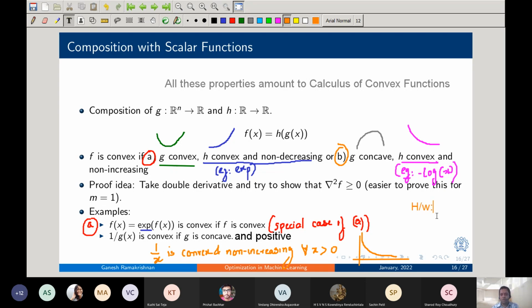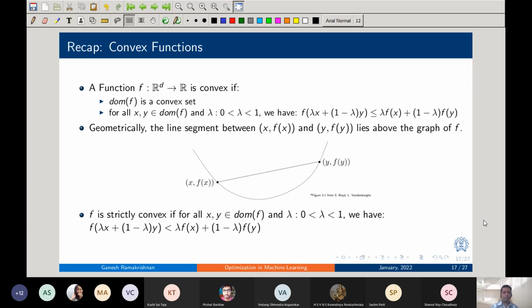So homework: what if G is allowed to be negative? Okay. Yeah, think about it. Okay. Any questions? So far we have talked about convex functions requiring the domain to be a convex set, and we have a special case of convex functions as strict convex functions.